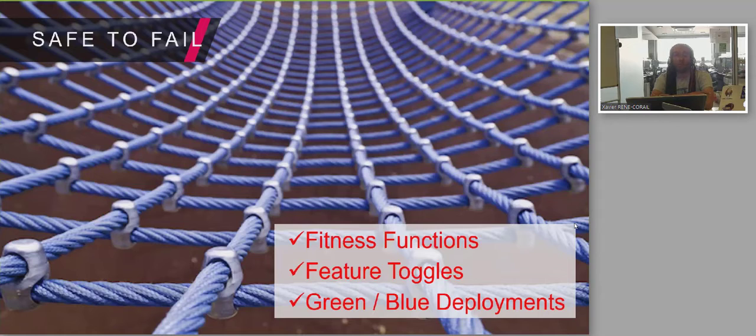Green-blue deployment is also a safe-to-fail strategy. You want to upgrade a subsystem to a new version. In this case, you select a given number of instances of this subsystem and upgrade them, and you upgrade the others one after the other. So you don't deploy the new version of the subsystem on all the instances at the same time. You perform this progressive deployment.